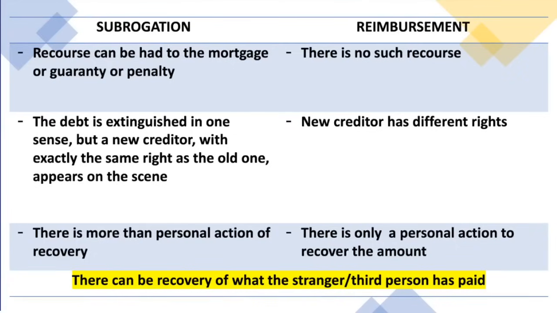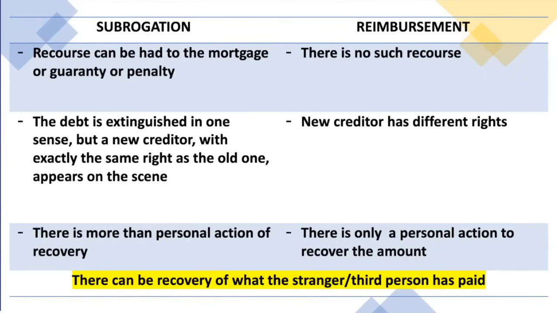Tapos, there is more than personal action of recovery kay subrogation. Pero kay reimbursement, there is only a personal action to recover the amount. Diba? More on recovering the amount lang talaga si reimbursement. Or yun lang talaga siya. Whereas sa subrogation, may right siya to recover the amount plus yung other right to go against yung mga kay mortgagee, kay mortgagor, or guarantor. Tapos kung may penalty, pwede niya ring yun, gamitin. Okay? That's it. Tapos nga pala, in both, kay subrogation tsaka kay reimbursement, tandaan nyo lang, there can be recovery. Yun yung similarities nilang dalawa. There can be recovery of what the stranger or the third person has paid.